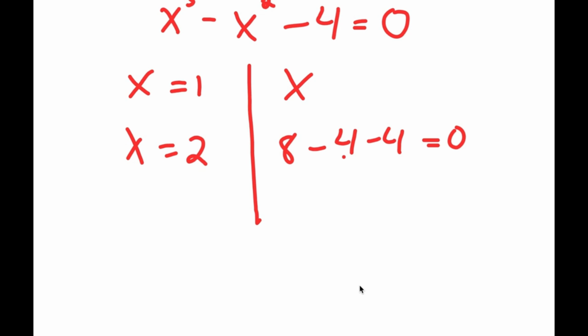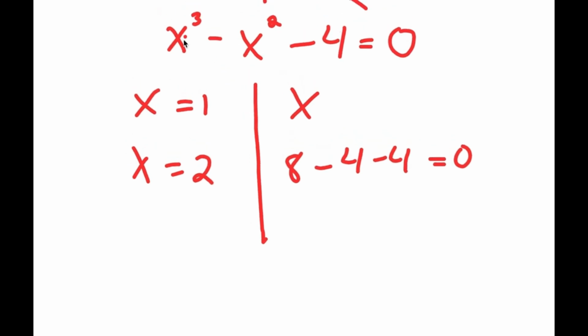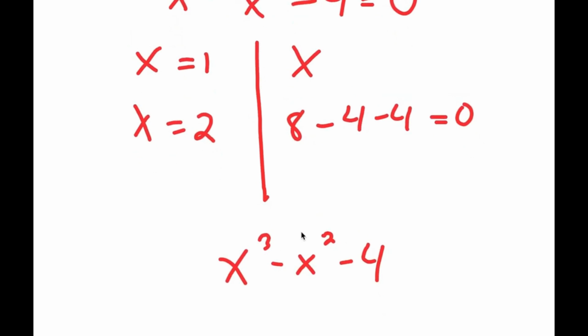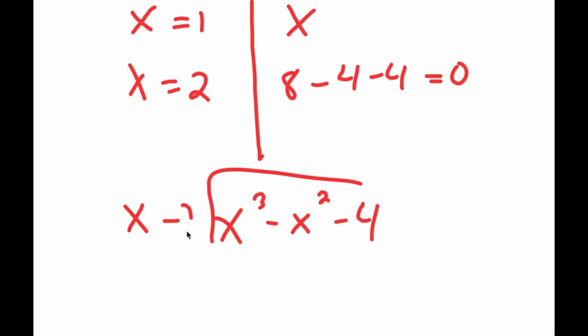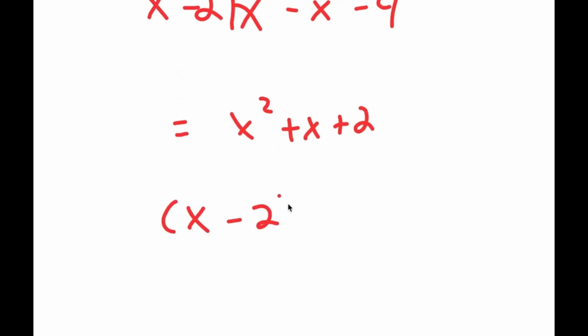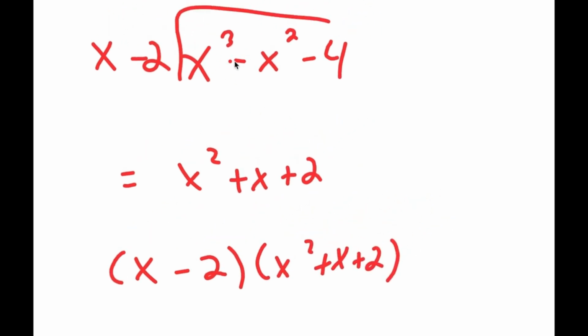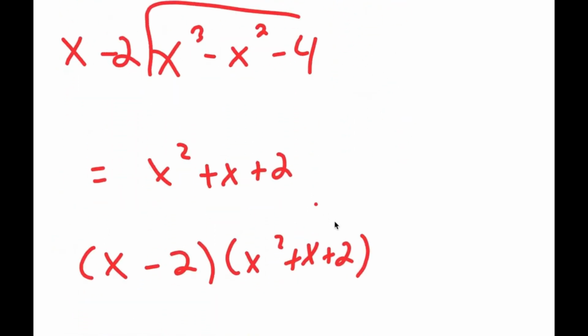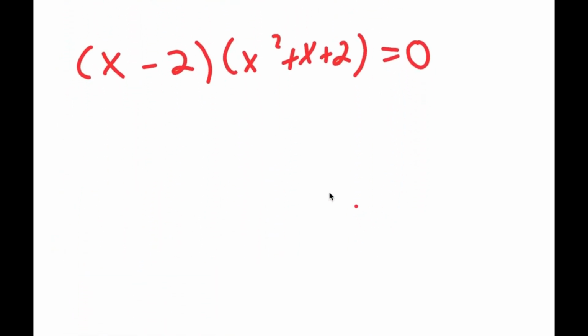So now using x equals 2, I can divide it with this. So I have x to the power of 3 minus x squared minus 4 divided by x minus 2. And then this results in x squared plus x plus 2. So I get x minus 2 times x squared plus x plus 2 is equal to x to the power of 3 minus x squared minus 4. And remember, that's equal to 0. So I have this is equal to 0.